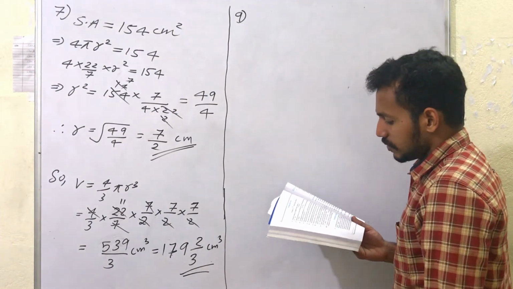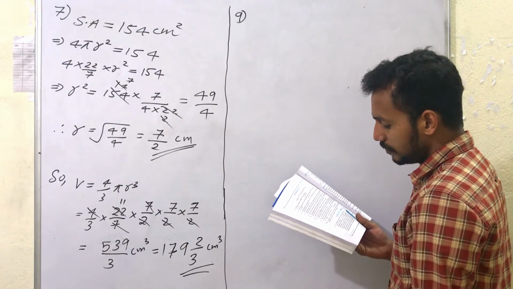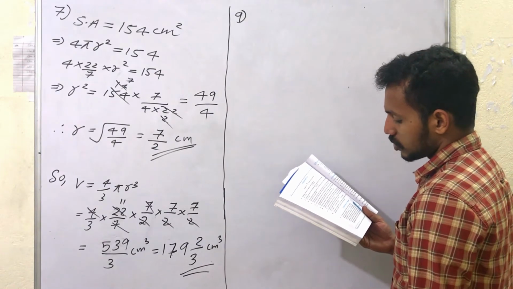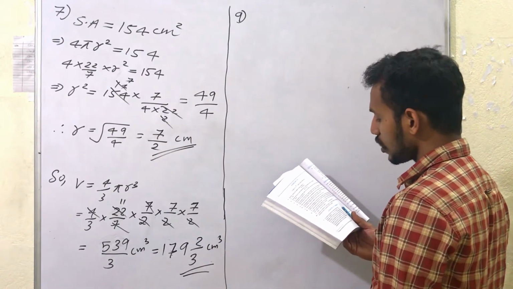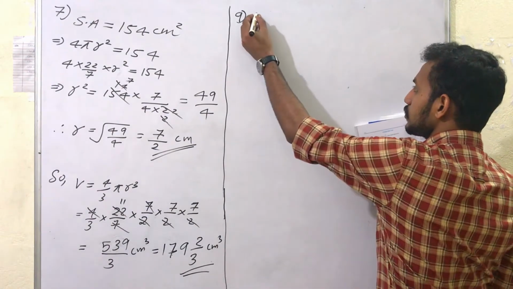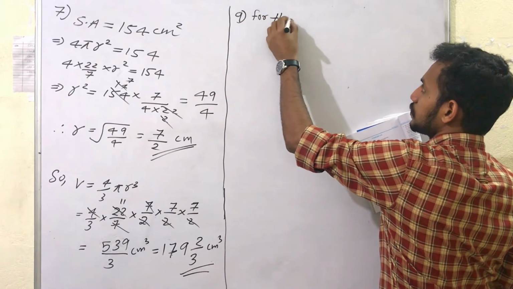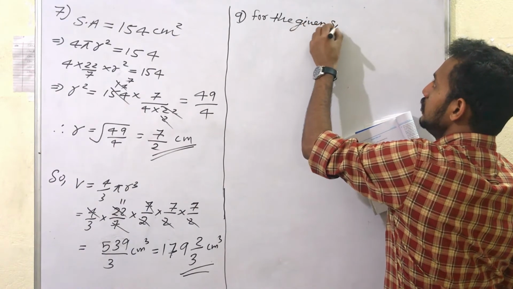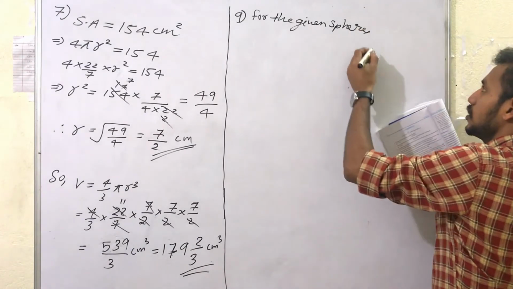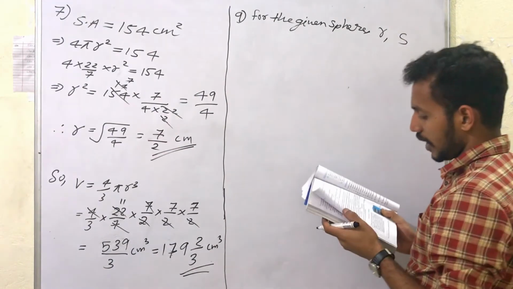Next, question number 9. 27 solid spheres, each of radius r and surface area S, are melted to form a sphere with the surface area S dash. Find the radius of the new sphere as well as the ratio of S and S dash. So, for the given sphere, that is the small sphere, radius is r and surface area is S.